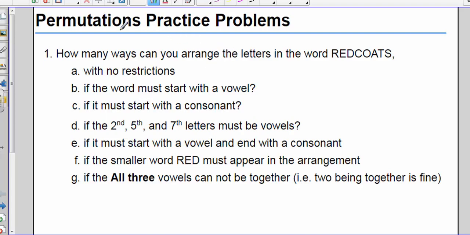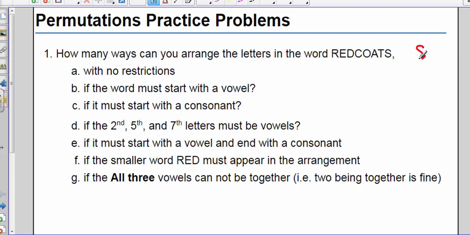I just thought for today I'd go through some of these practice problems from the first day's problem set, and it would give us an idea of the thinking as we walk through these questions. The answers are posted, but the development of the questions is much more important than the actual answer. So here, the first one I have the word red coats.